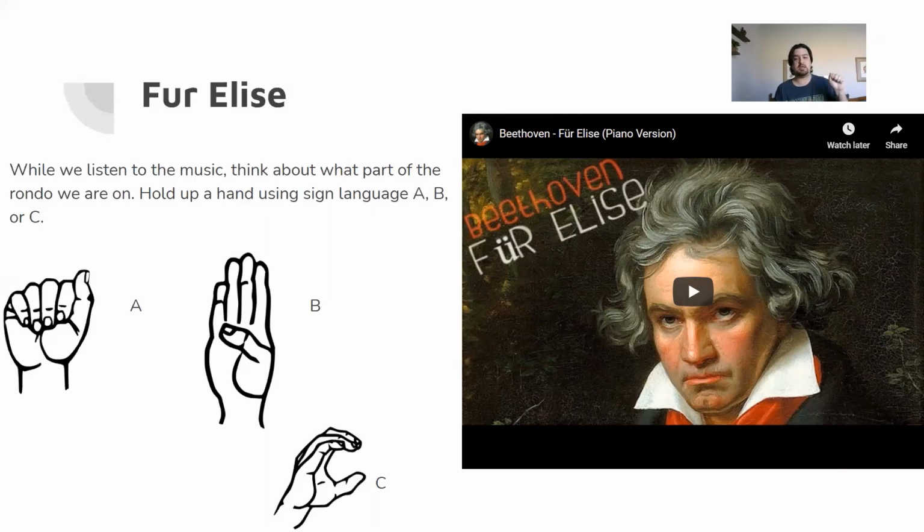Then it went back to A again because we heard do do do do do do do do do do do do do. We heard that again. But then it started getting a little bit louder, but also sounded a little scary a little bit after that. So that wasn't an A section. That wasn't our B section. That was C. That was something completely different. So it was a new section, and then we went back to A again. So that makes For Elise a rondo.